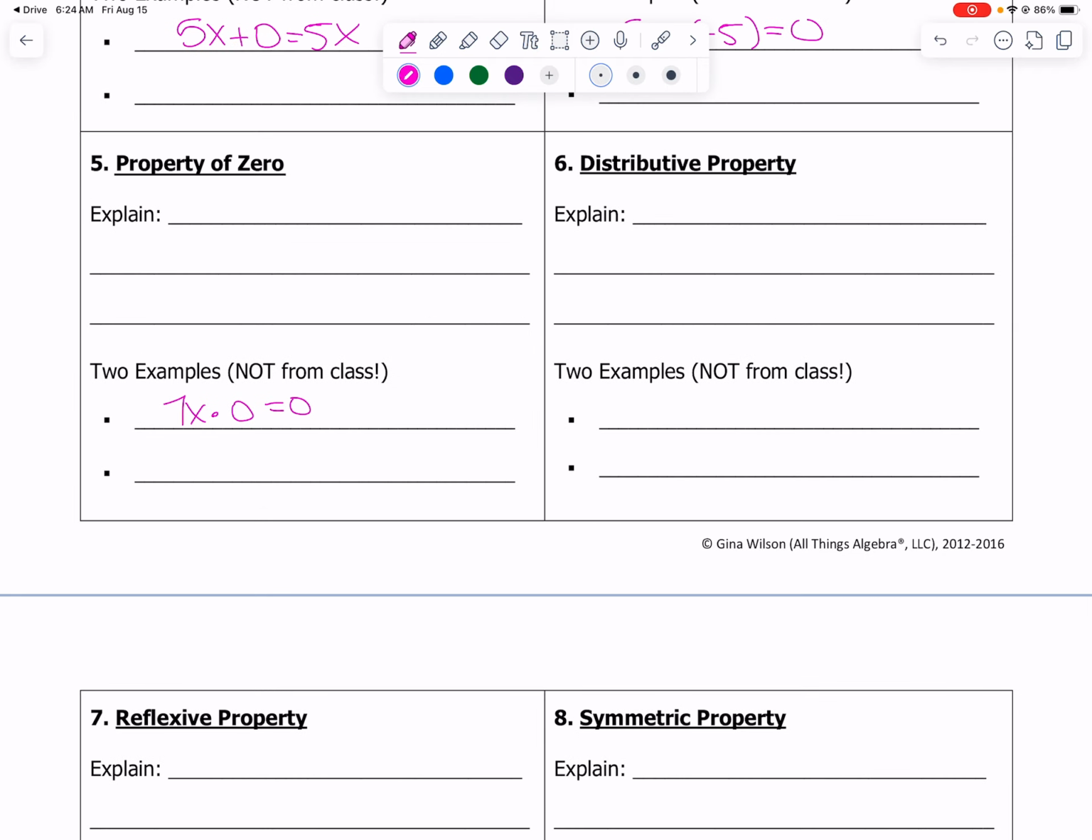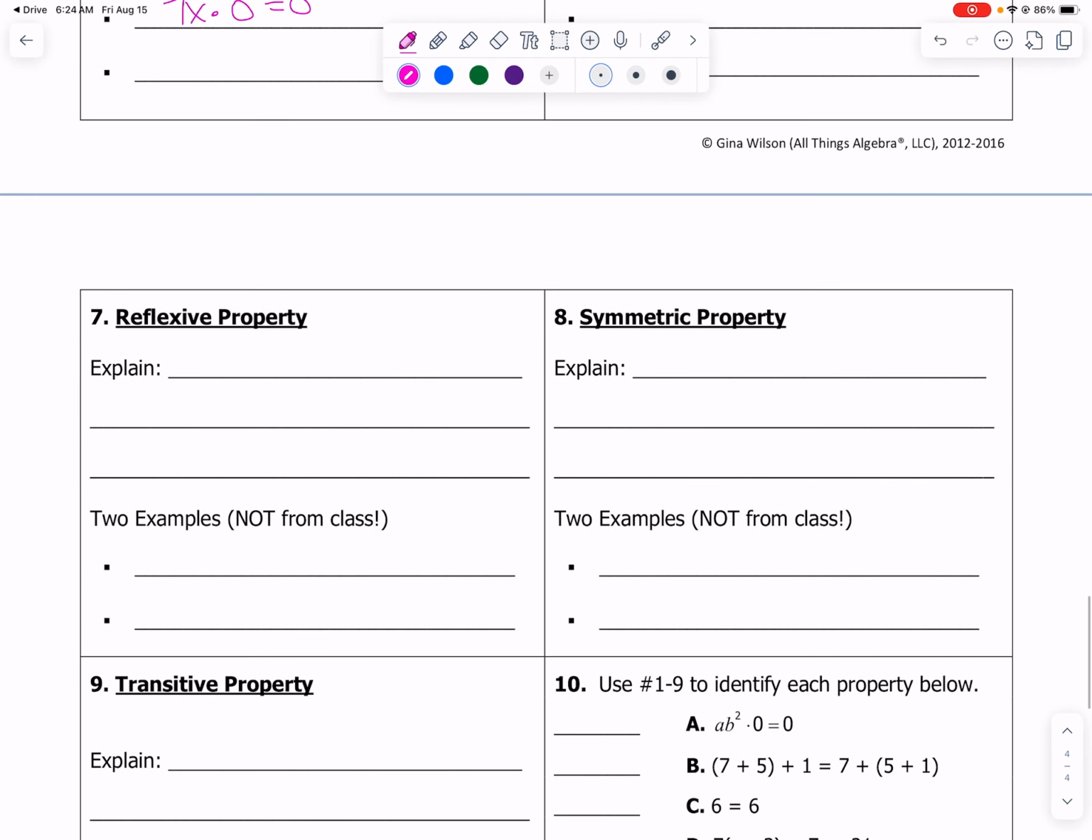Distributive property, I think you guys could get a pretty good example of that. Reflexive property, x is equal to x. Here, symmetric: if 2x is equal to 6, then 6 is equal to 2x. So it just flips back and forth.